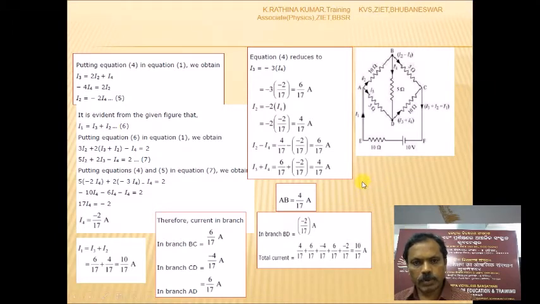So this is a typical problem. Unless you practice again and again, you will not get this idea or find it easy to solve the equations.